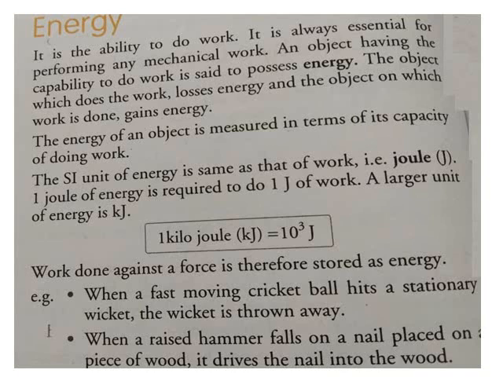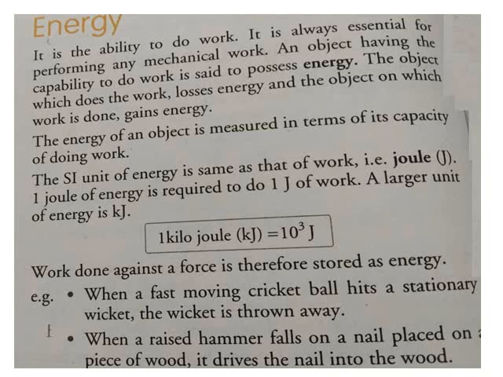The energy of an object is measured in terms of capacity of doing work. The SI unit of energy is same as that of work, that is joule, J. 1 joule of energy is required to do 1 joule of work. A larger unit of energy is kilojoules, where 1 kilojoule is equal to 10 to the power 3, that is 1000 joules. Work done against a force is therefore stored as energy.